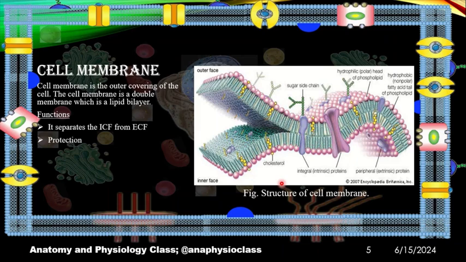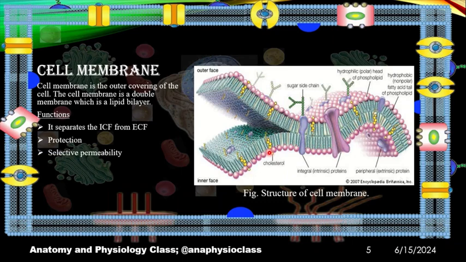Then protection. So another function of the cell membrane is to protect the cell. It protects the cell from any invading substance, any harmful substance that will try to enter the cell. The cell membrane will protect it. It will not allow that harmful substance to get into the cell.